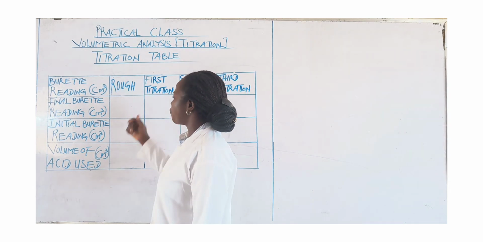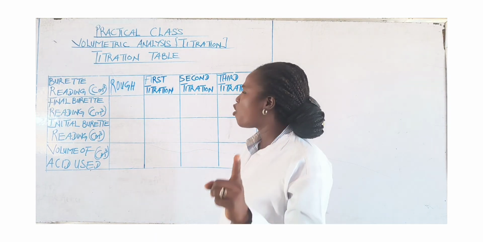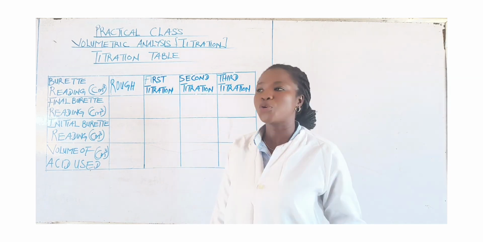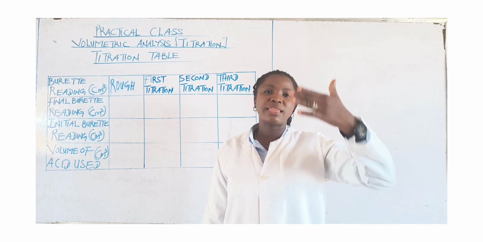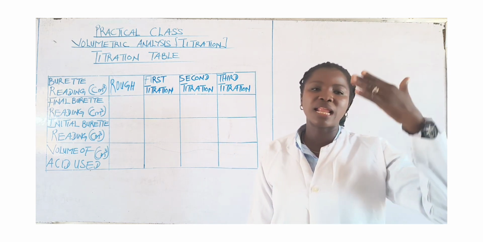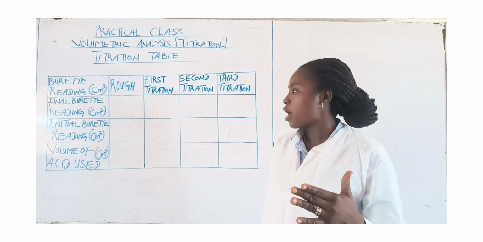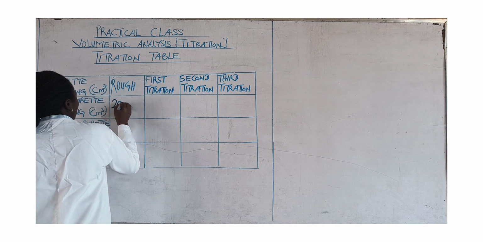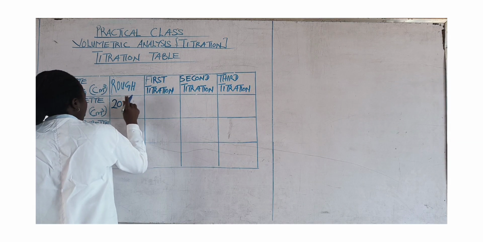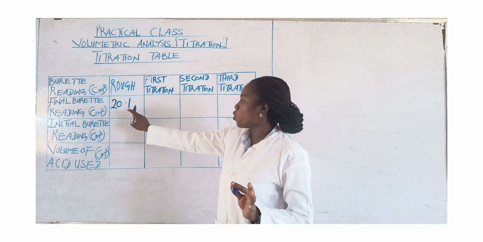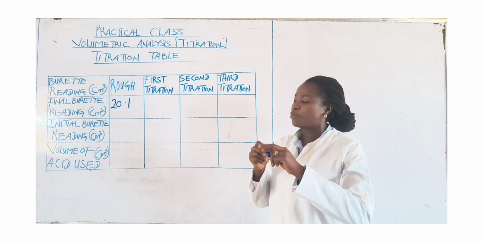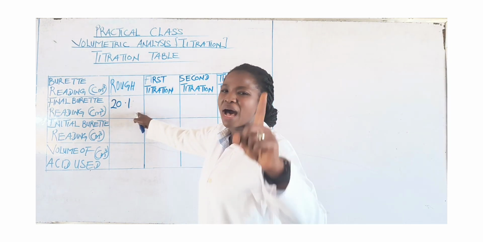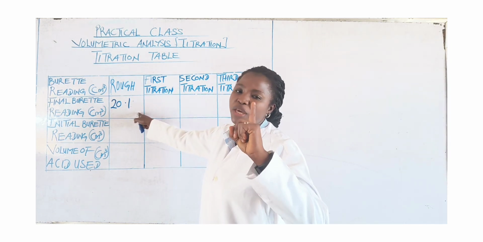So now you have your rough. Good. Another question is, how do I get my final burette reading? Let's assume when I carry out my titration experiment in the practical class, which we are going to do together, I was able to get 20.1. But there is a rule on this table. The rule says it must be to 2 decimal places, 2 dp.